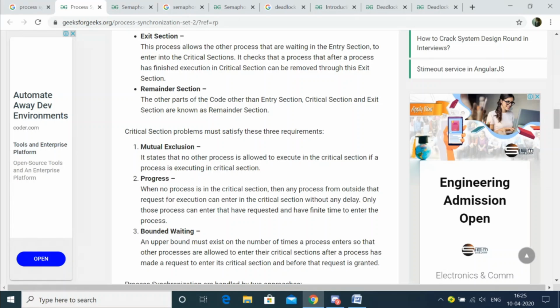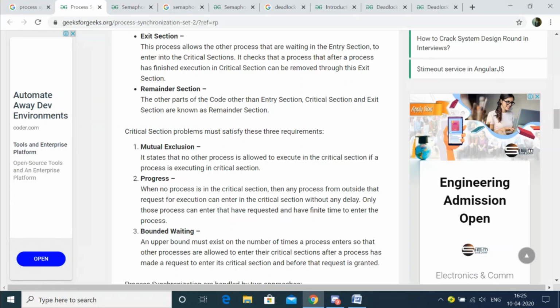critical section. Only those processes that have requested can enter, that is clear, and they have finite time to enter. Okay, so it's not that a process should take a very long execution time. That should be avoided. Anyone who makes the first request and whose burst time is reasonable can be allowed to enter into the critical section. Okay, so these are the conditions that critical section problems must satisfy.